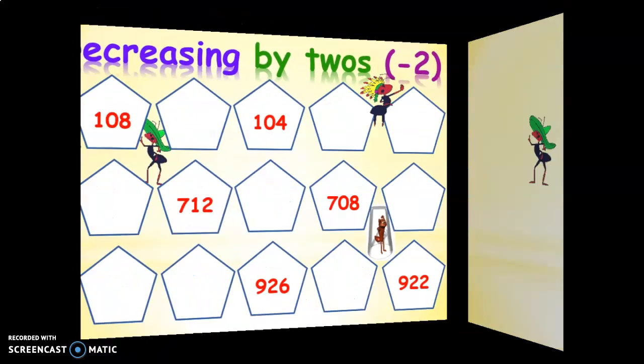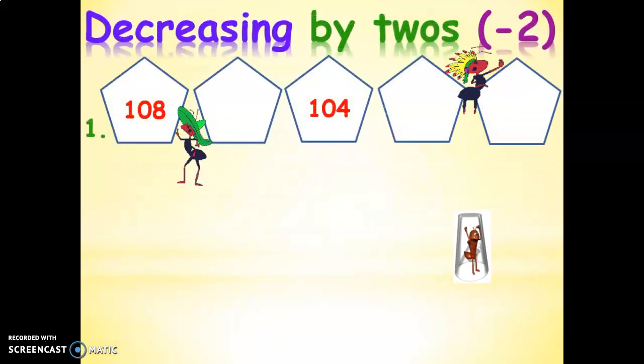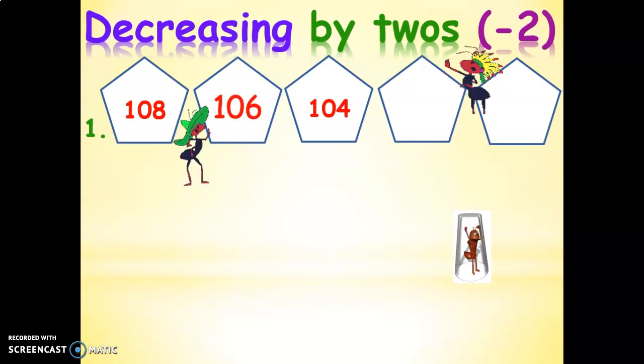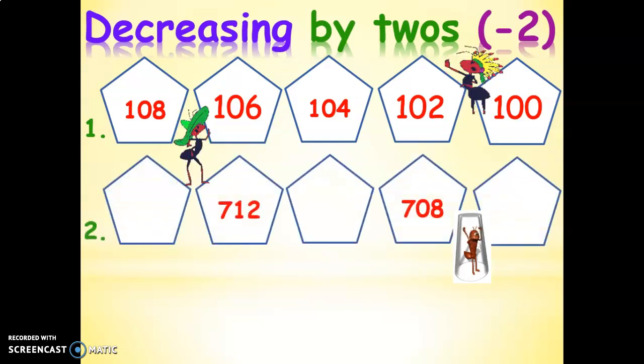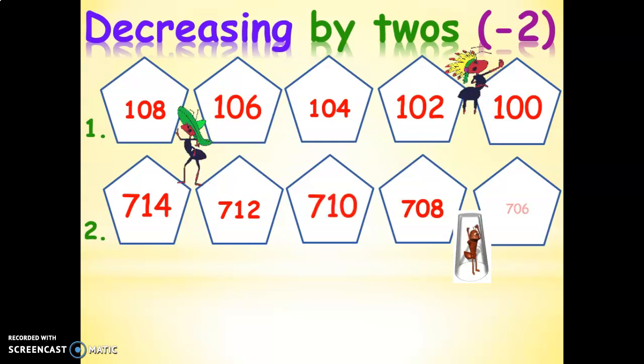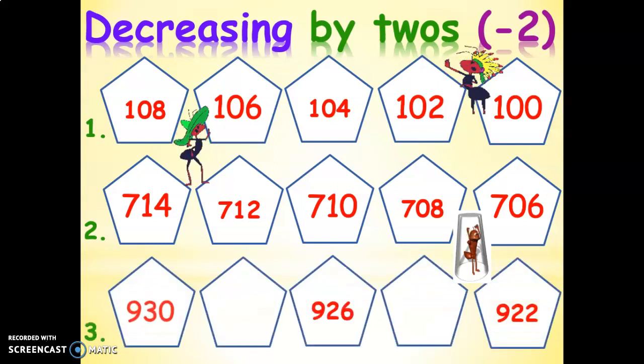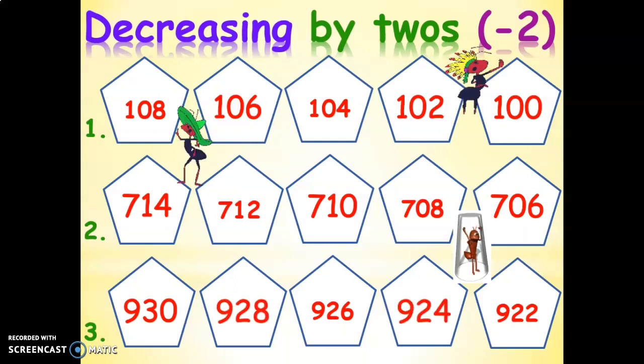Now if you are ready, we can now see the correct answers. Here are the correct answers. For number 1, remember that you have to do minus 2 to get these answers. For number 2, the first number should be 714. Minus 2, and then the last answer. And for number 3, it should be 930 minus 2 again. So these are all the correct answers.